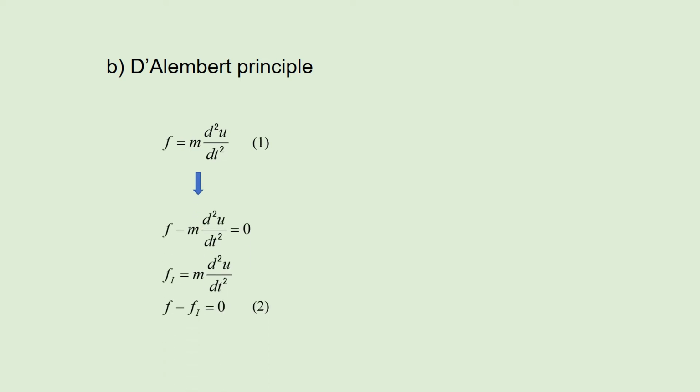Second, D'Alembert principle. This is the Newton's equation of motion, which is transformed to equation 2, where Fi is called inertia force. This equation 2 is a static equilibrium equation by taking mu'' as the inertia force.